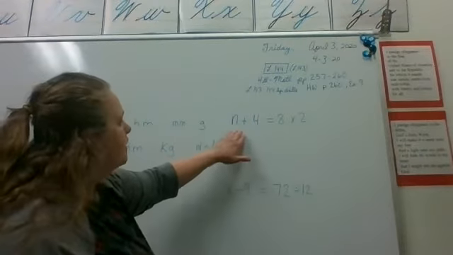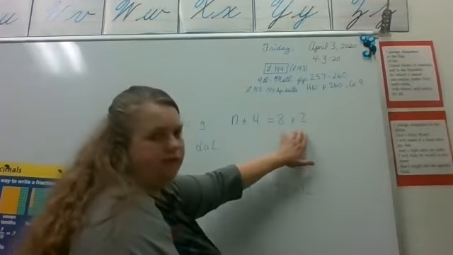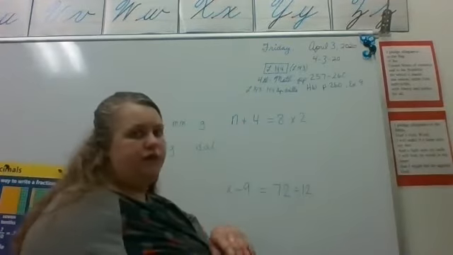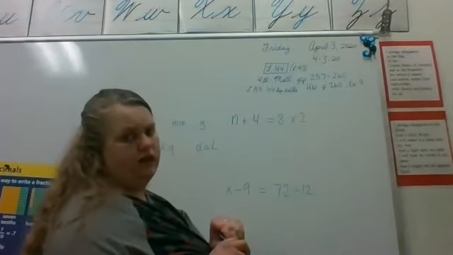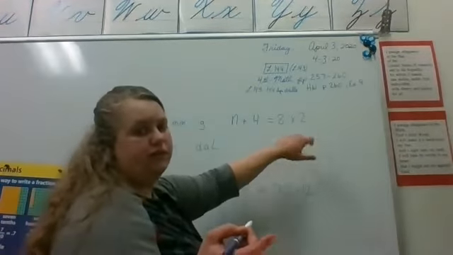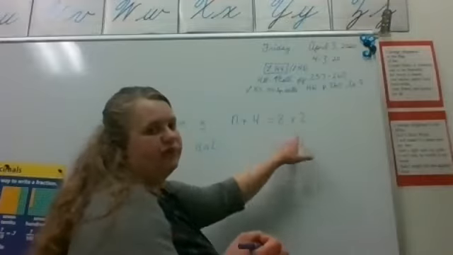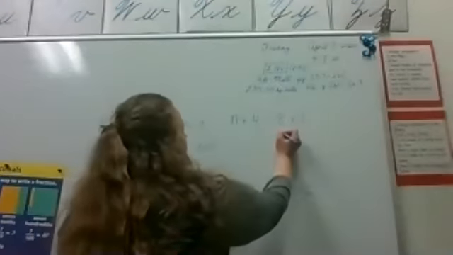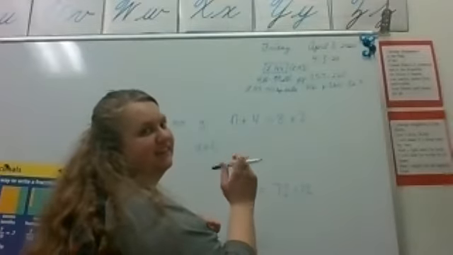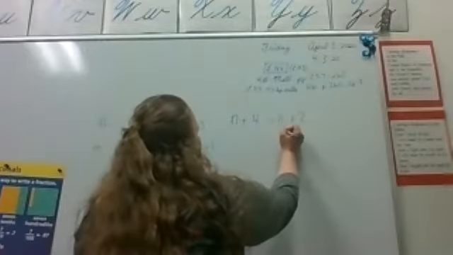So, N plus 4 equals 8 times 2. Which one could we do first? Can we add 4 plus N, which is unknown, which we don't know what number it is? Or can we multiply 8 times 2? We can multiply 8 times 2. 8 times 2 is, all right, let me hear you. Okay, 16, good.